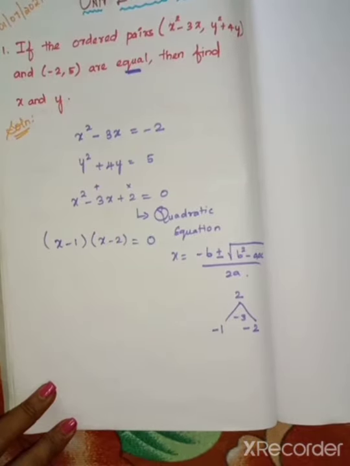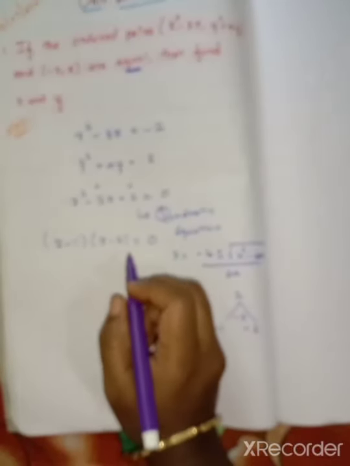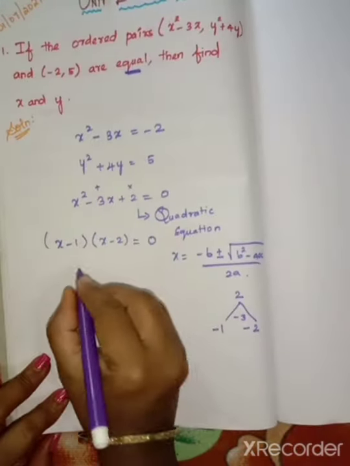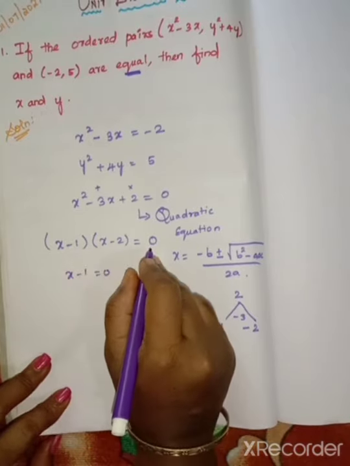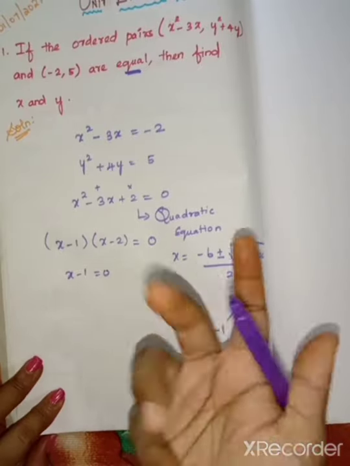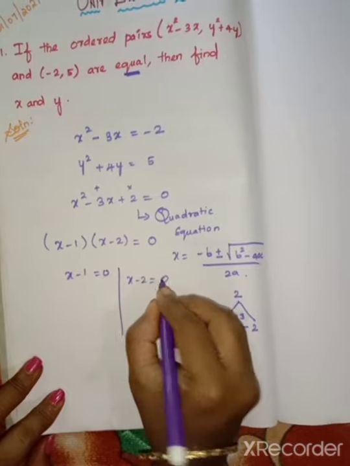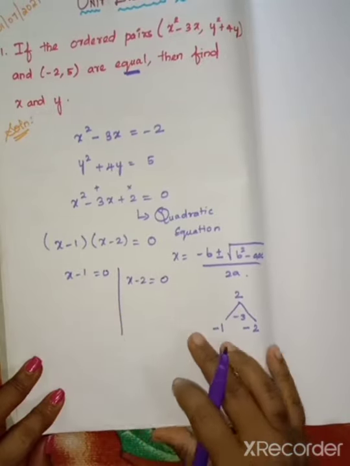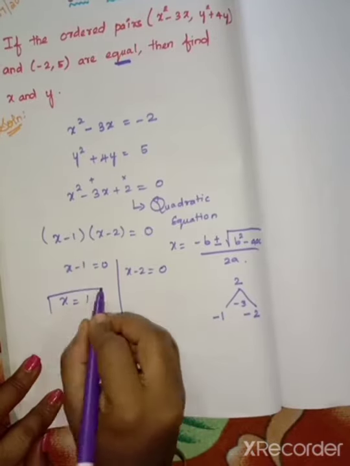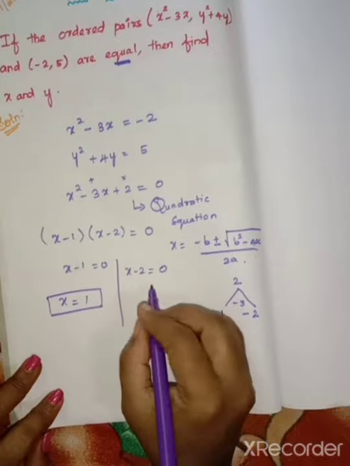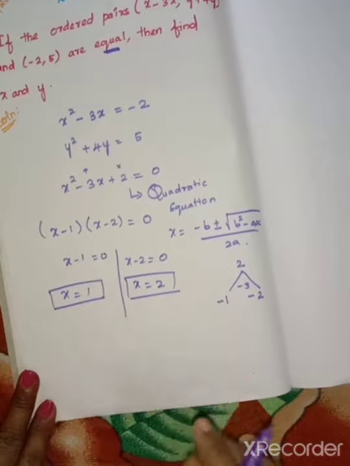We want to find the x value. So what you have to do is split the terms: x minus 1 equal to 0, because it is multiplication, it will go that side as division, and 0 divided by anything is 0. Then we take x minus 2 on this side, so x minus 1 will go that side as 0. Minus 1 goes that side as plus 1. Likewise minus 2 goes that side as plus 2. So for x we have the two values.